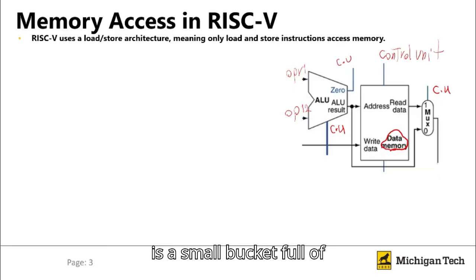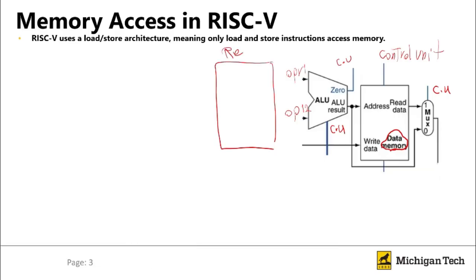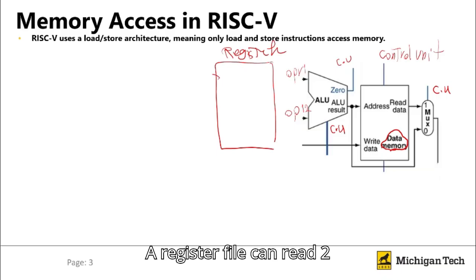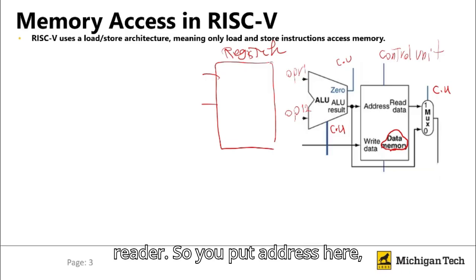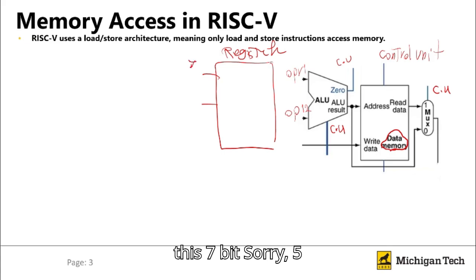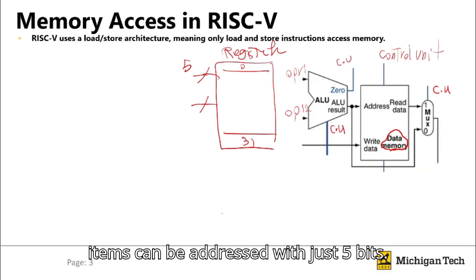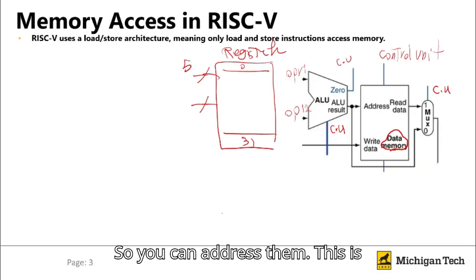The register file is a small bucket full of registers. This is the register file. A register file can read two registers at the same time. It's dual reader. So you put an address here, this 5-bit address. Why 5-bit? Because we just have 32 registers, 0 to 31. 32 items can be addressed with just 5 bits. So you can address them.